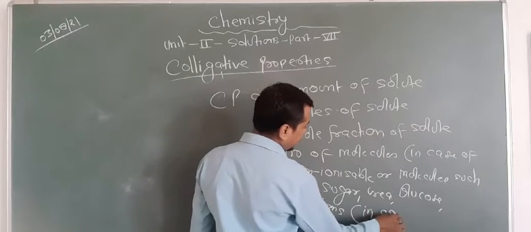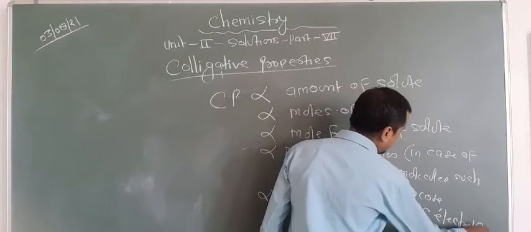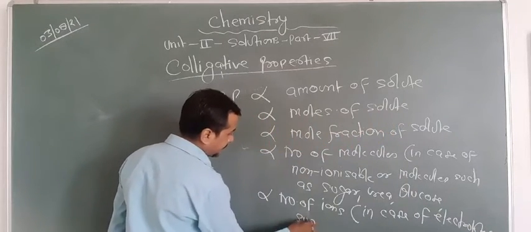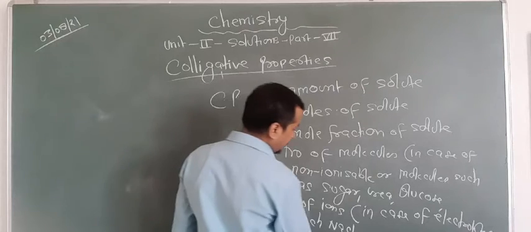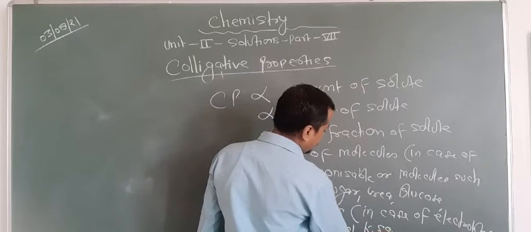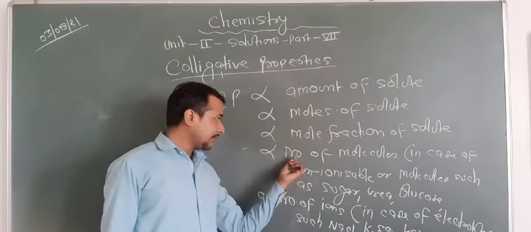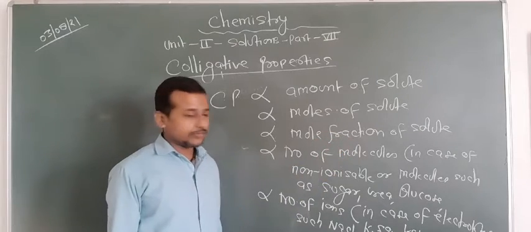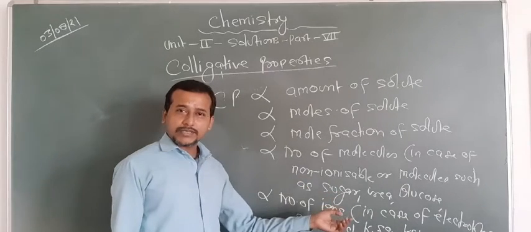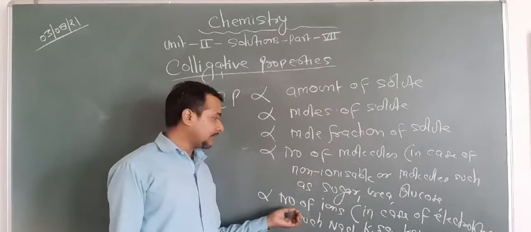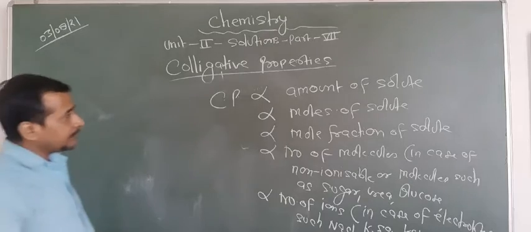in the case of electrolytes, such as NaCl, and you know that NaCl breaks in solution into two parts. You can also take K2SO4 or KCl. These are the electrolytes. One more thing to note: the number of molecules applies in the case of non-electrolytes, which are non-ionizable and are in the form of molecules. In the case of electrolytes, they produce ions, so it depends upon the number of ions. It may also depend upon the mole fraction of solute.